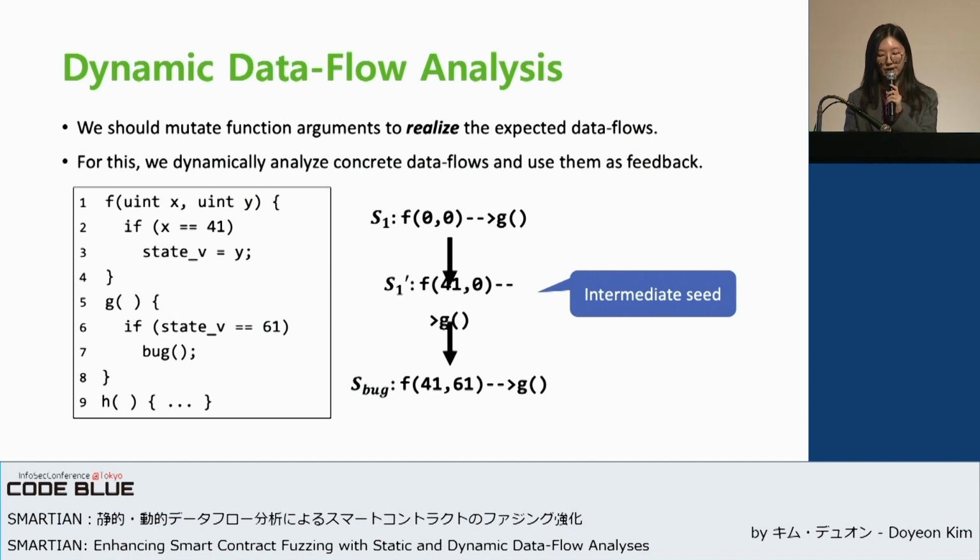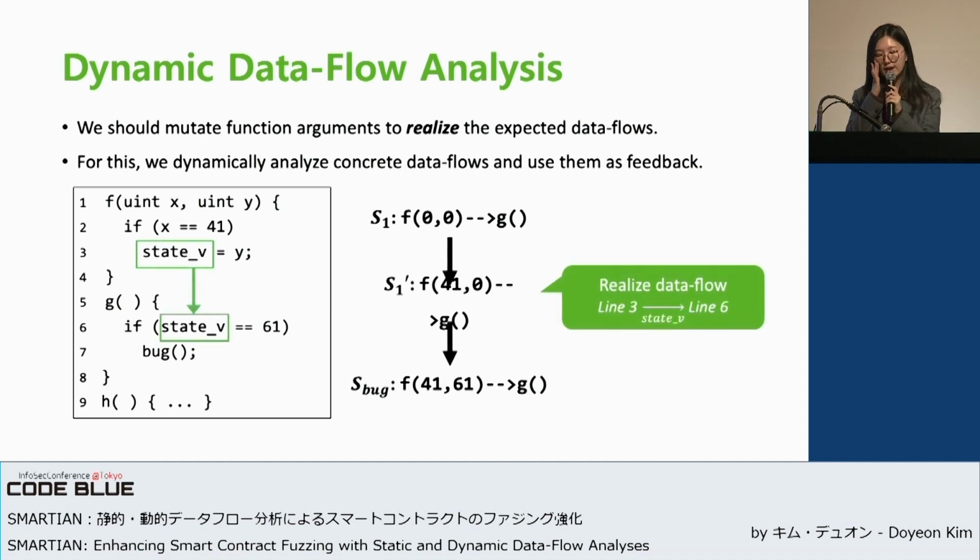For this, we dynamically analyze the concrete data flows that occur at runtime and use them as feedback to evaluate each seed. So in this example, S1' realized the data flow from line 3 to line 6, which is not present in S1. Therefore, we can consider S1' as an interesting seed and add it to the seed pool. Later, it will be selected and mutated again, and we will have a chance to find the bug-triggering input.